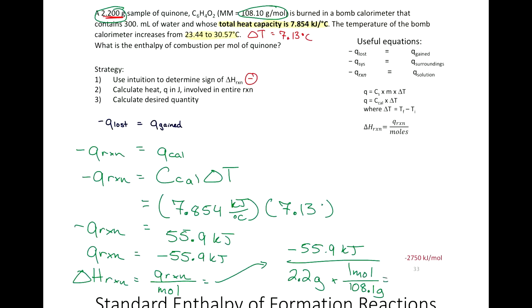This number on the bottom is something like, I didn't actually write it, 2.2 divided by 108.1. So we actually only reacted 0.0204 moles of stuff. So when we scale this into a per mole amount, we get that burning a mole's worth of quinone will release negative 27,000 kilojoules of energy. Right?